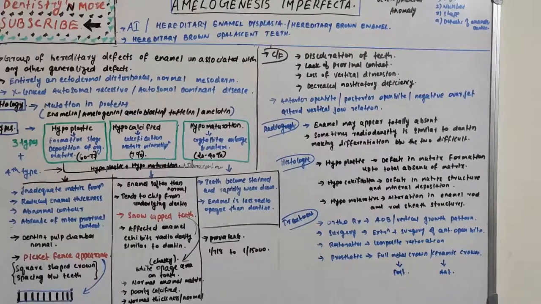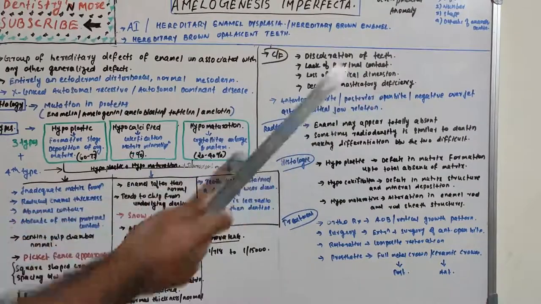loss of vertical dimension and decreased masticatory efficiency. Mastication will always be affected because of this thin friable enamel. So enamel will be easily worn down, it easily chips off from dentin. So always the mastication will be a problem, and there will be anterior open bite and posterior open bite.